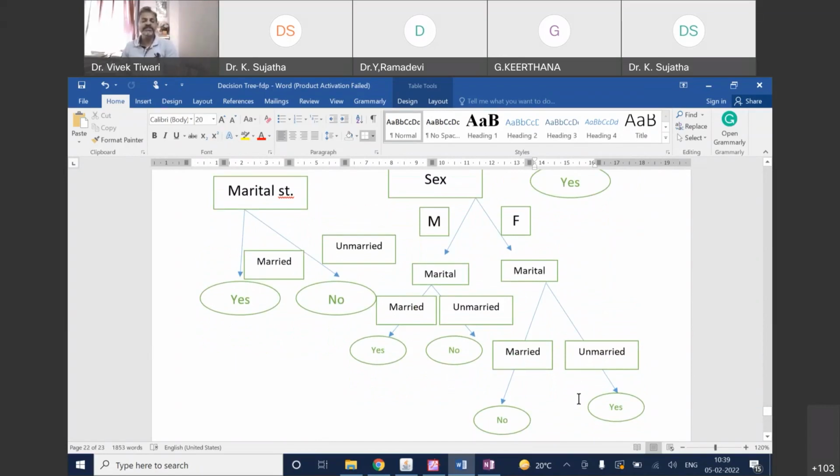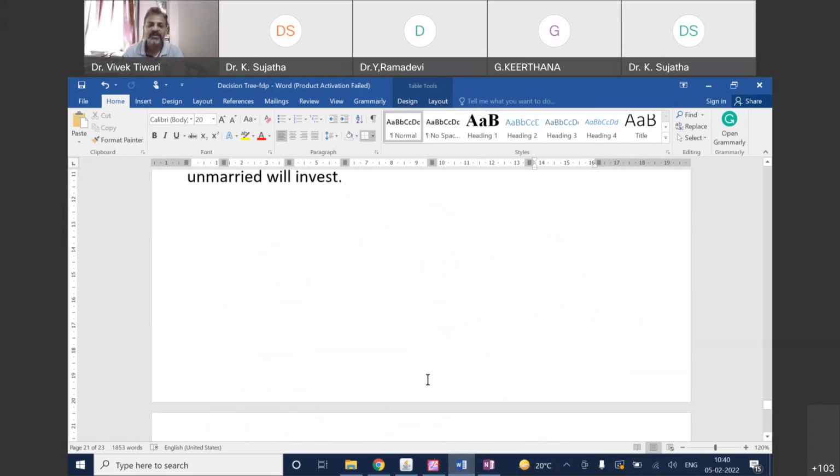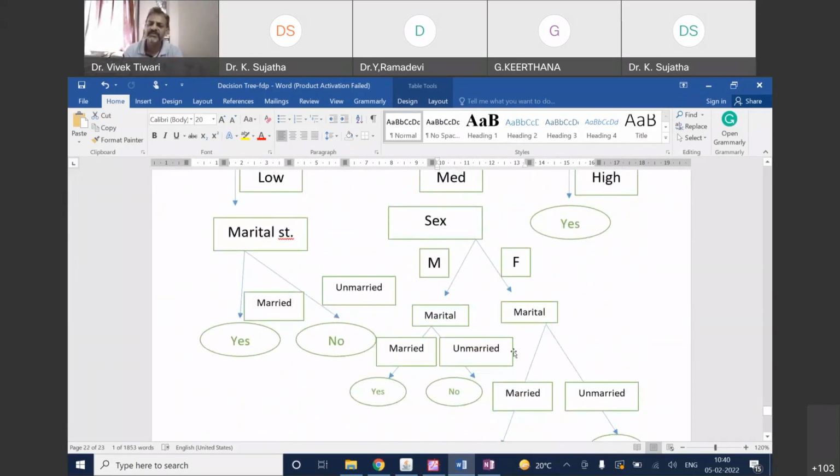So things are never simple many times. Many times it is not easy to find the pure data set. So we have to keep on going until you have attributes for the splitting. If you don't have any more attributes, suppose you have taken salary, gender, and marital status, then you have to stop. You can't go for the next split, you cannot grow the tree.